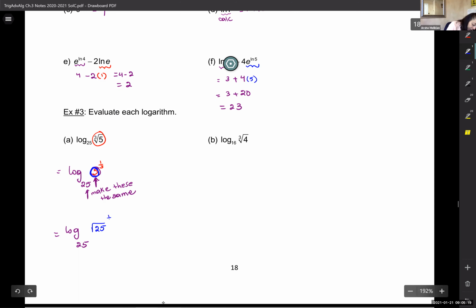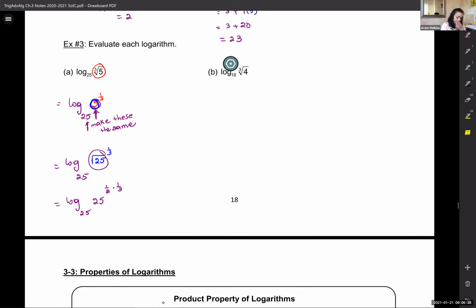To the power of 1/3, right? But now look, I'm going to take it a little bit further. Log base 25, and this I'm going to write as 25 to the 1/2 times the 1/3. And now what happens? Look, now those are the same, and they can go away. So what that leaves me with is 1/2 times 1/3, 1/6.